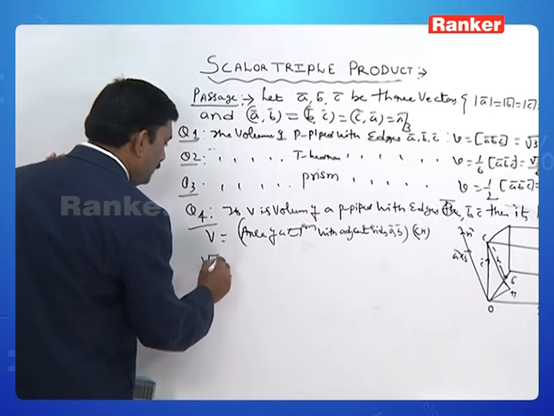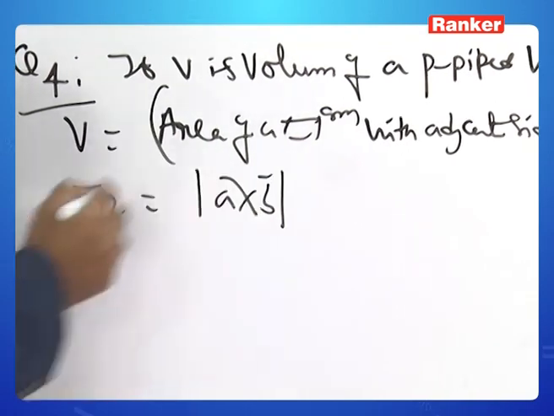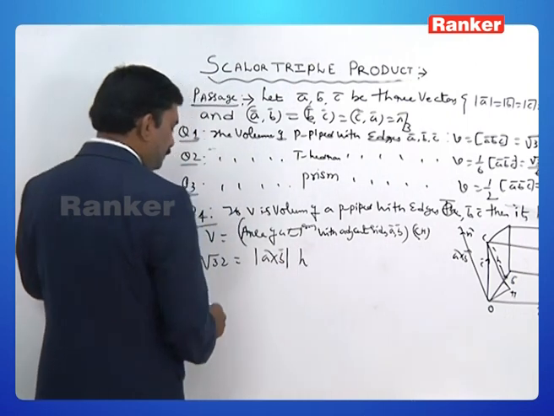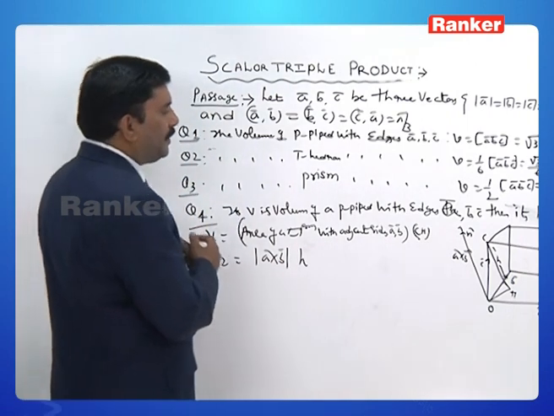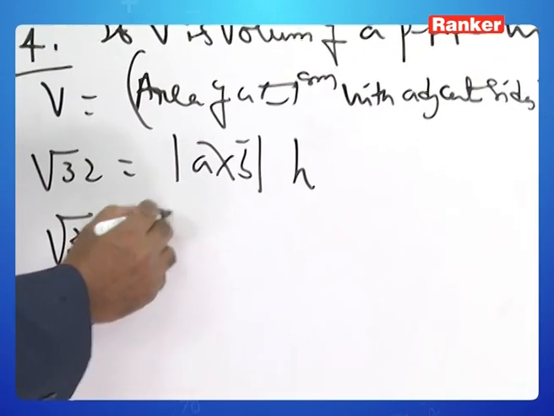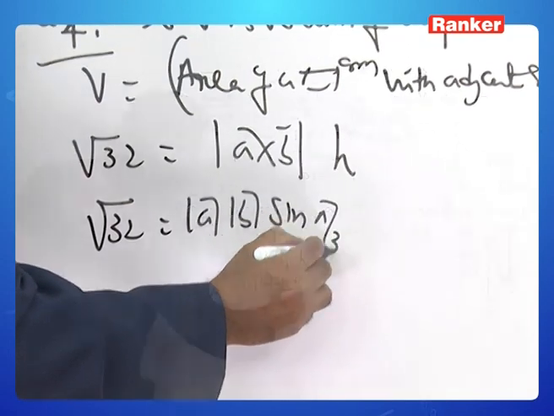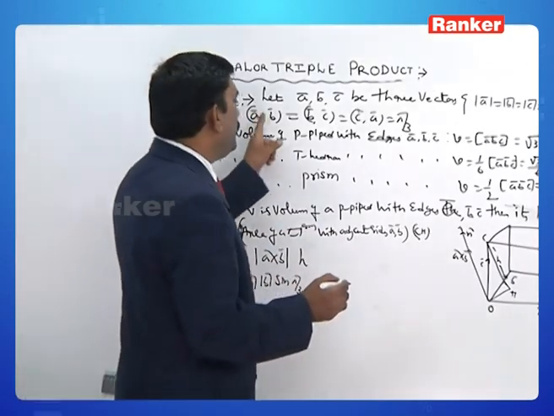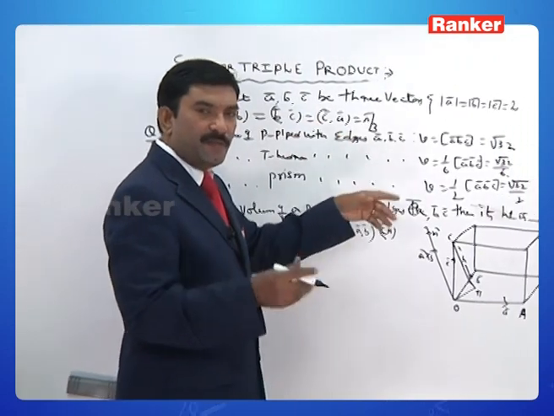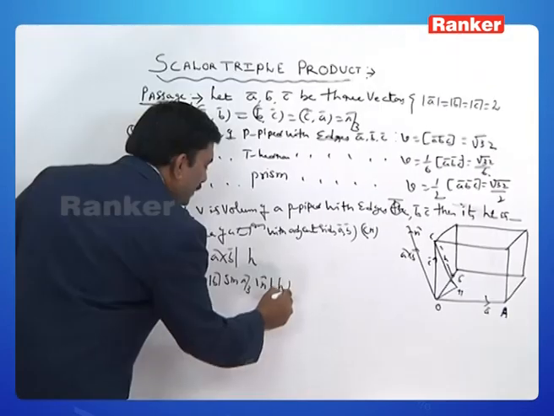So volume V is equal to how much? Root 32 is equal to the area of a parallelogram, modulus of A bar cross B bar, right? Into what? Height. This is H. So therefore, what is modulus of A cross B? Modulus of A cross B is equal to mod A mod B into sine theta, sine pi by 3. Why? Angle between A bar and B bar is pi by 3, B bar comma C bar is pi by 3, C bar comma A bar is pi by 3, into modulus of N cap into H.